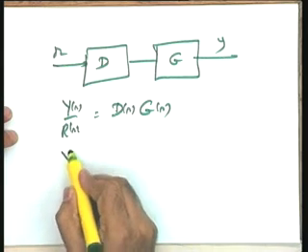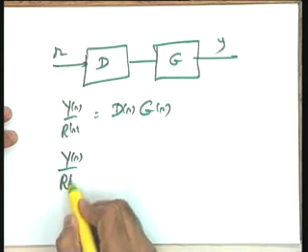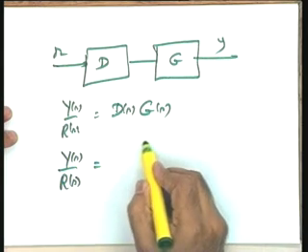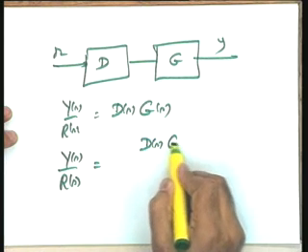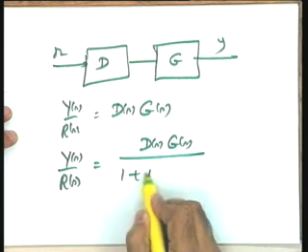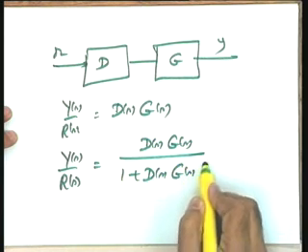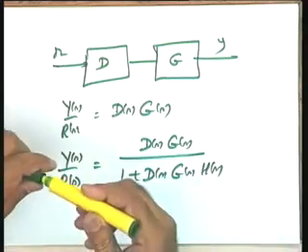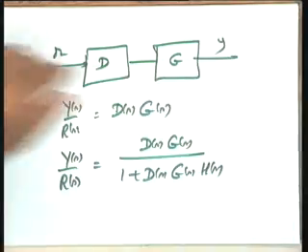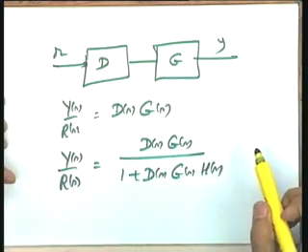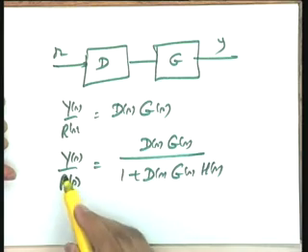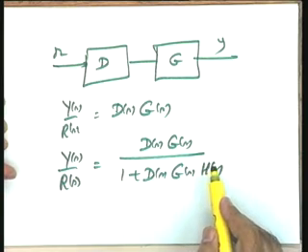But what happens in the case of a closed loop system? Y(s) over R(s) is equal to, as you see, D(s)G(s) over 1 plus D(s)G(s)H(s). You will please note that we are immediately paying a price for sensitivity improvement, and the price is in terms of loss of gain.